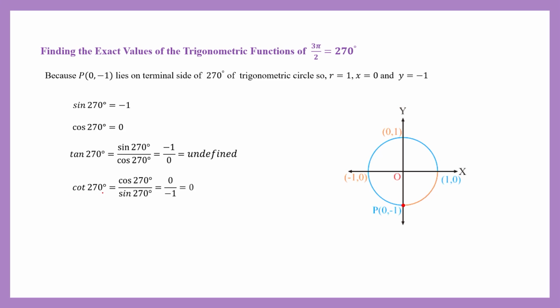Cotangent of 270 degrees equals cosine of 270 divided by sine of 270 degrees, which is 0 divided by negative 1. It is equal to 0. Secant of 270 degrees is equal to 1 by cosine of 270 degrees. It is equal to 1 by 0, and that is undefined. Cosecant of 270 degrees equals 1 by sine of 270 degrees. It is equal to 1 divided by negative 1, and it is equal to negative 1.